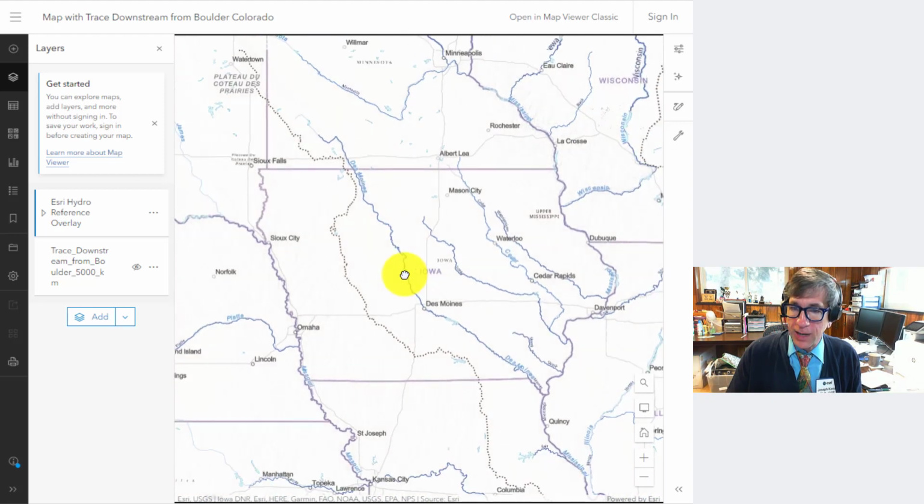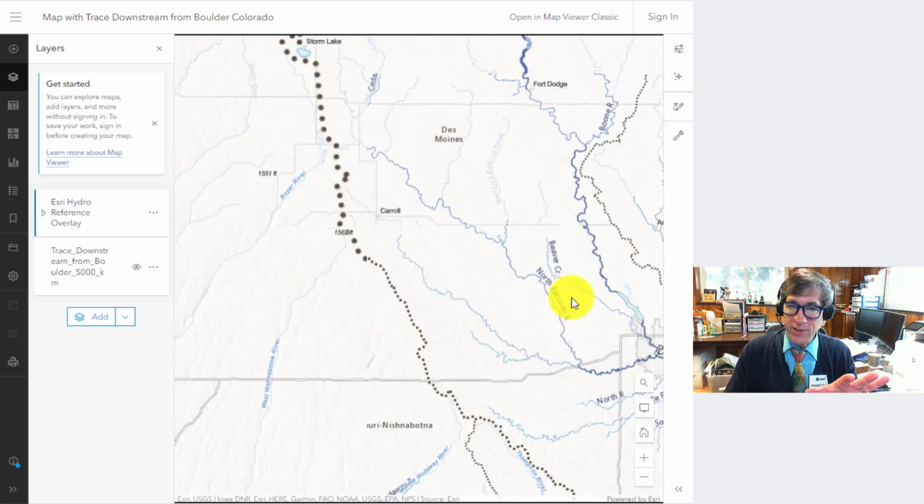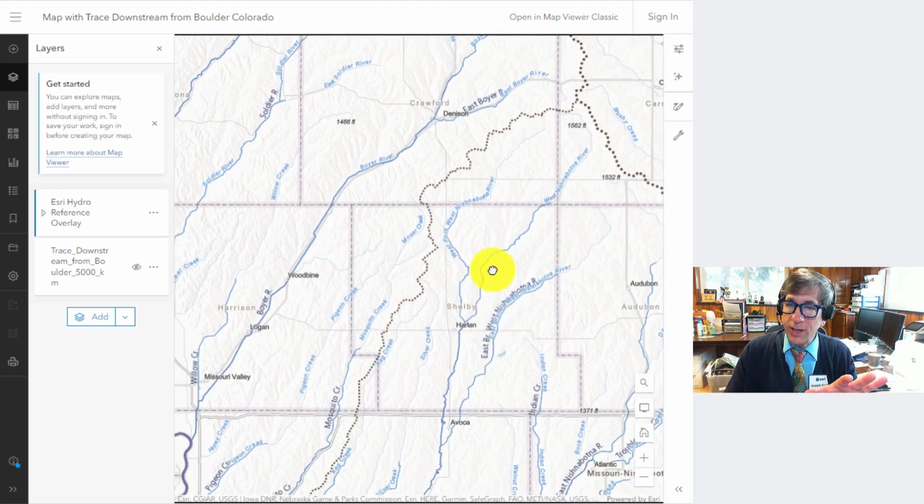So for example, if we go up to Iowa, we see a major watershed boundary going through the middle of the state, dividing the Missouri River drainage on the west side of the state, about the western third, and the Mississippi drainage, which is on the eastern two thirds of the state. If we zoom in some more, we're going to see sub-watershed boundaries.